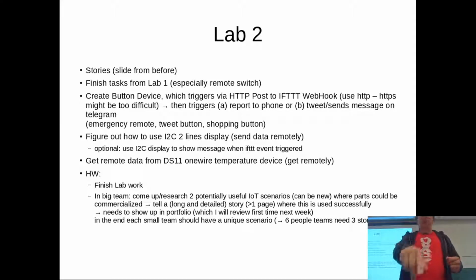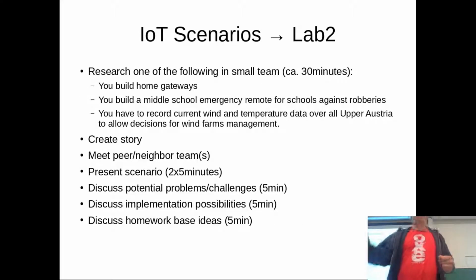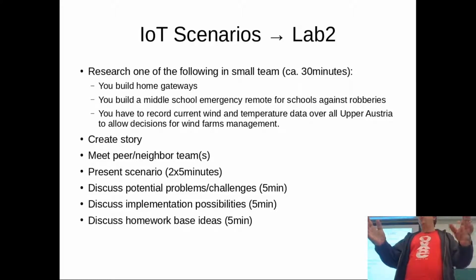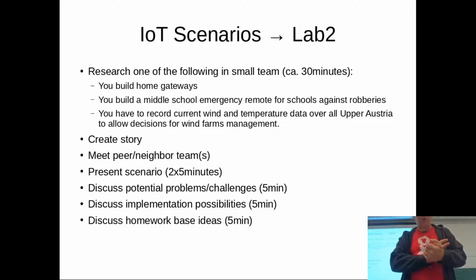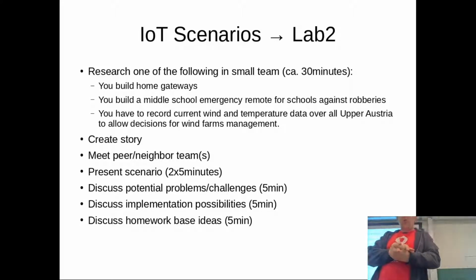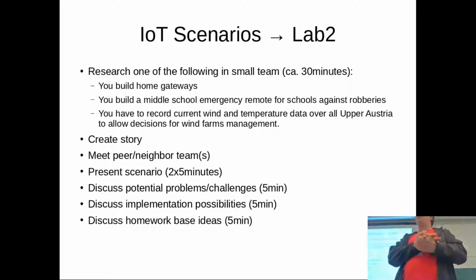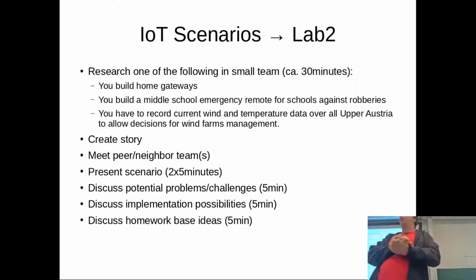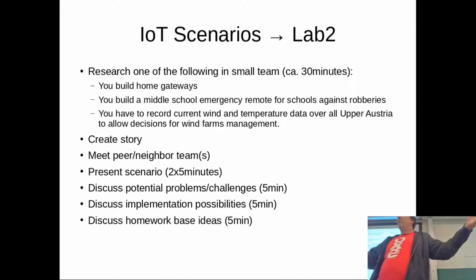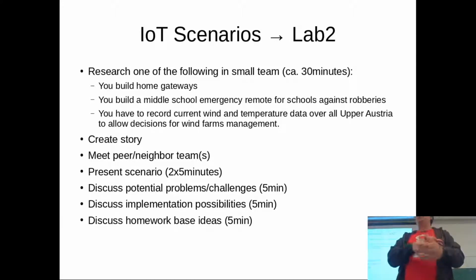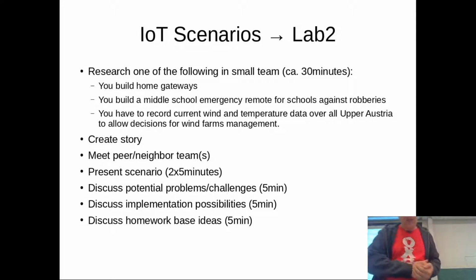First, you will pick one of the 3 topics we have here. Either you want to build a home gateway, with a company designing home gateways. Of course, we need a much bigger story for that, an actual home. The second one is a middle school emergency remote for schools against robberies. This is a case I took from Baltimore. There's a lot of crime at schools in Baltimore, and they asked us to design how we could build such a remote people could carry around. Of course, you have to describe the whole robbery case in there.